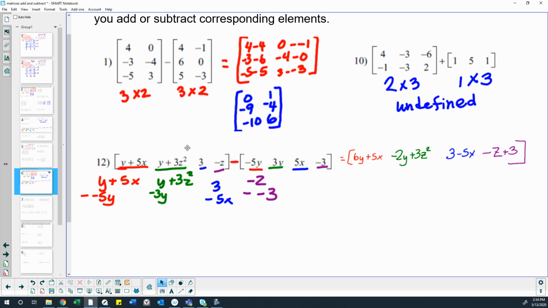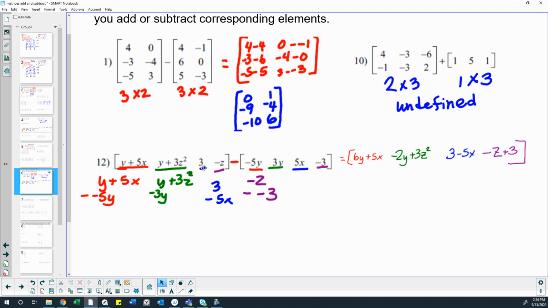In our second spot, we have y plus 3z squared, and we're subtracting 3y. Okay, so we're taking y plus 3z squared and subtracting 3y. So y minus 3y is -2y. So our answer is going to be -2y plus 3z squared.